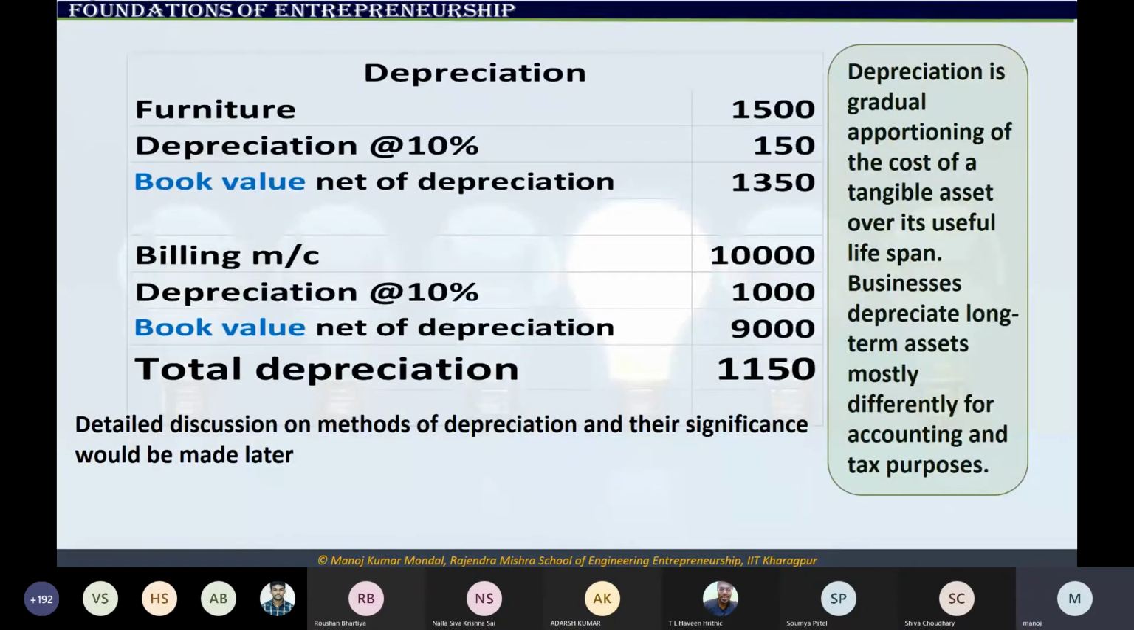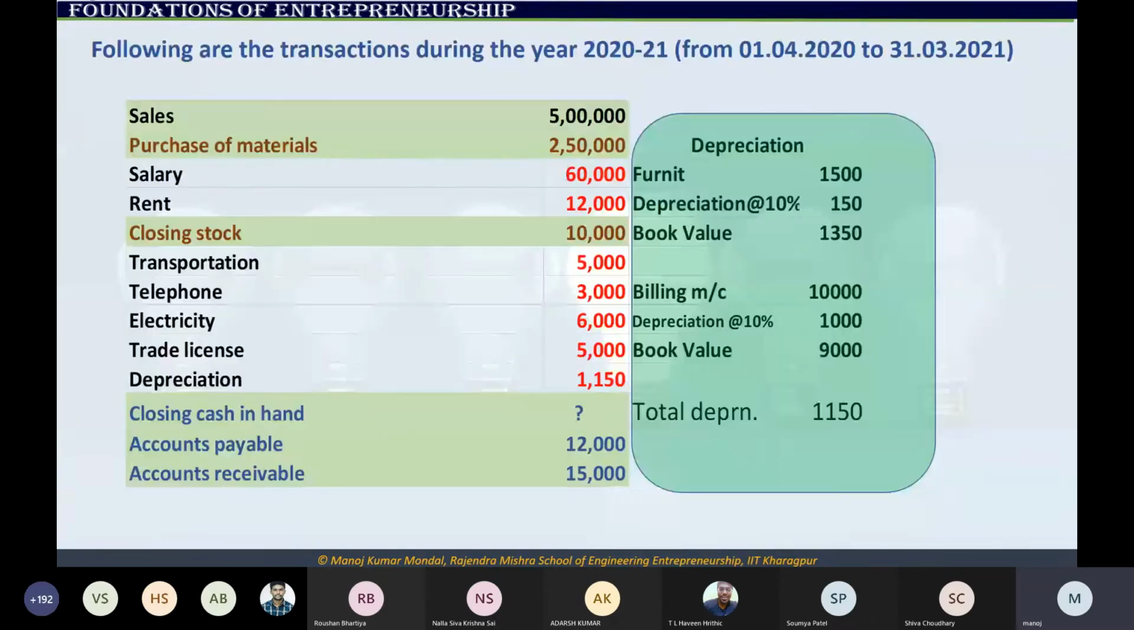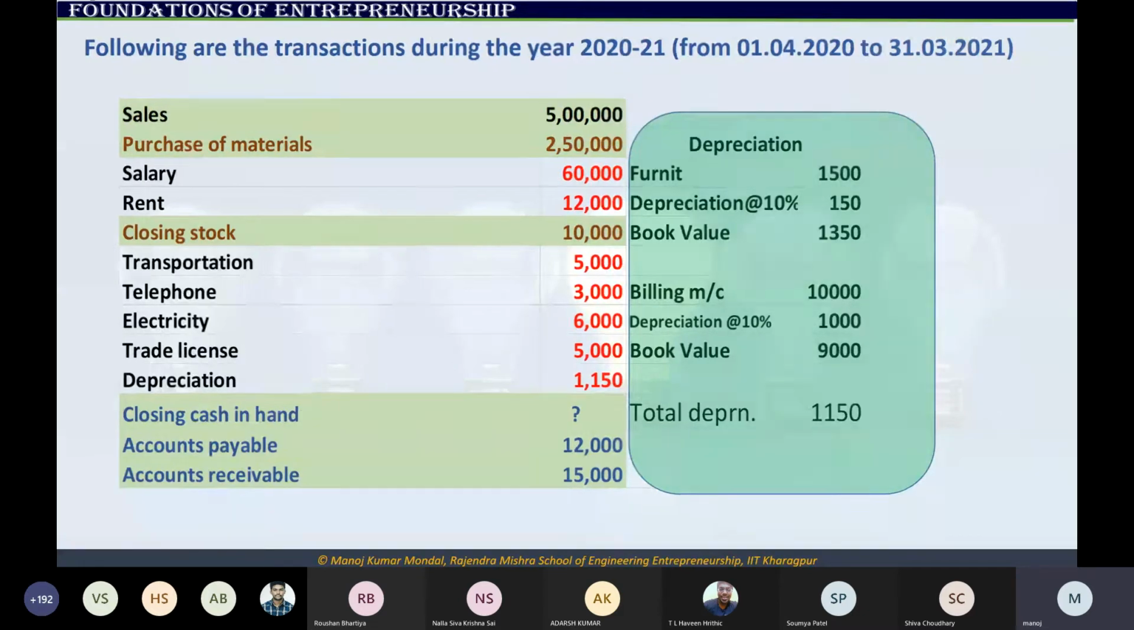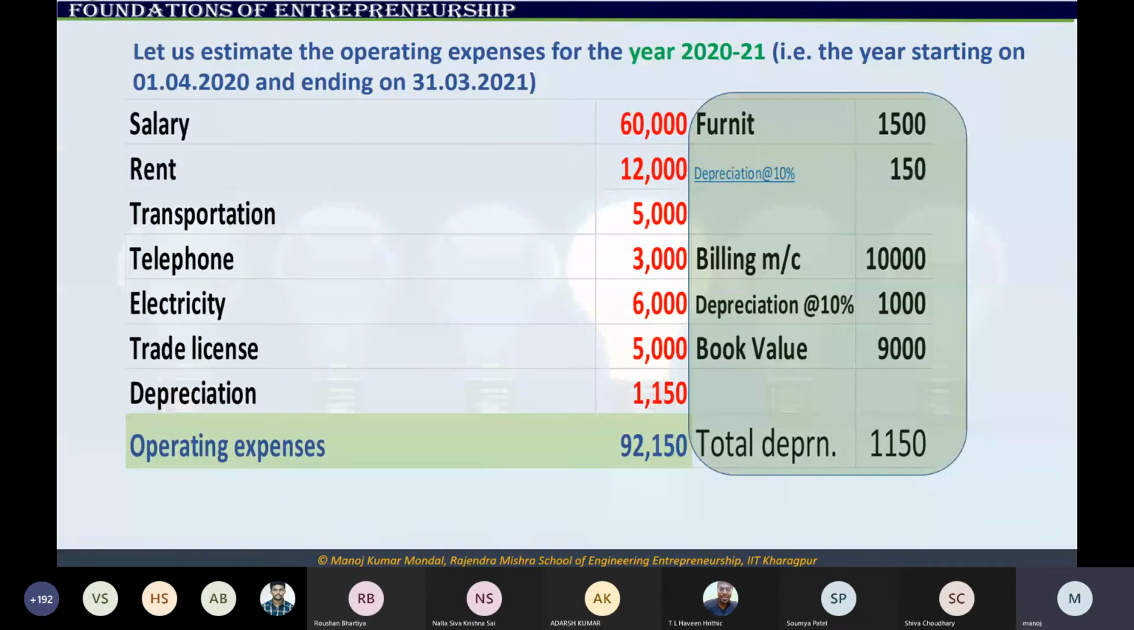So this is how depreciation has been estimated. I have shown that earlier also, so let us not repeat that. Now, at the end of the year, we have all these expenses. Let us do the profitability statement. We have already estimated the gross profit. So this is salary. Okay, now let us see what the operating expenses are. Gross profit is done. Now we have 2,55,000 rupees of gross profit.